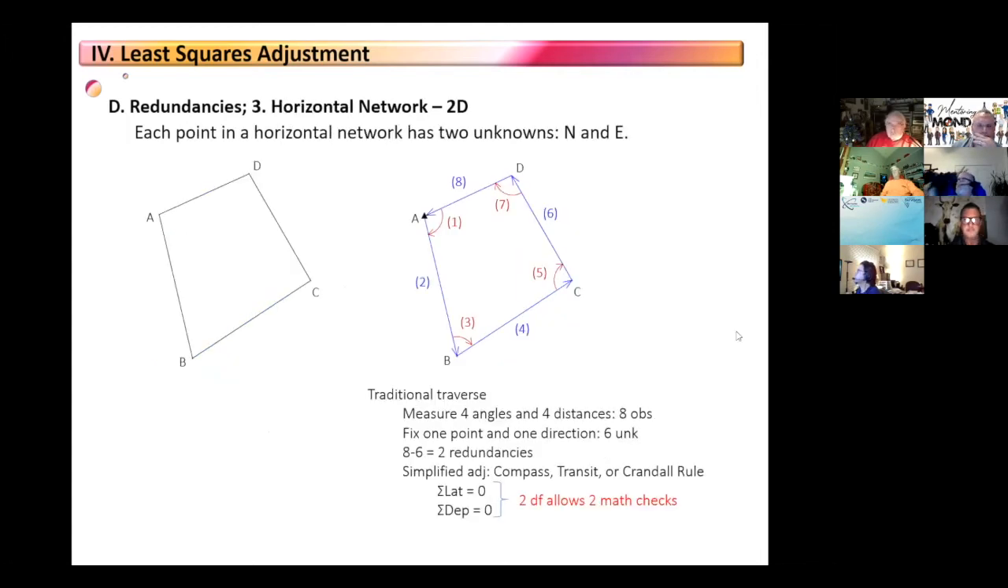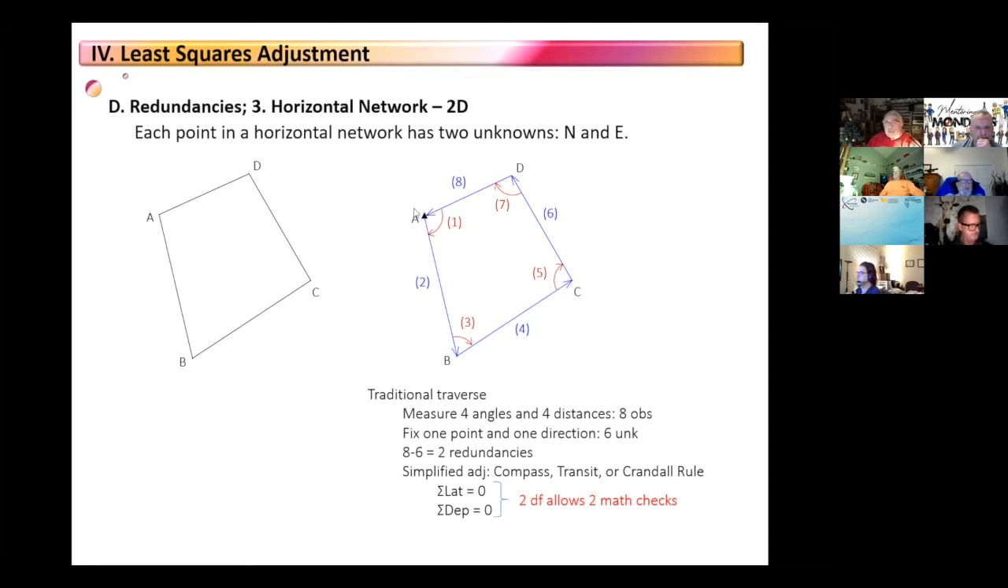For horizontal, it can get even more complicated because at each point, we have 2 unknowns. We have north and east coordinates unknown at each point. Now, in a traditional traverse, what we do is we measure all the interior angles. I'm dating myself here, because that's the old traditional point by point. And then we measure each side. Angle, side, angle. And what we normally do to adjust this is we fix the coordinates of one point and we fix the direction of a line. So we'll assume this direction is south 10 degrees east. So these coordinates are 10,000, 10,000.